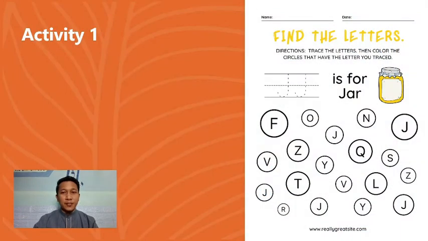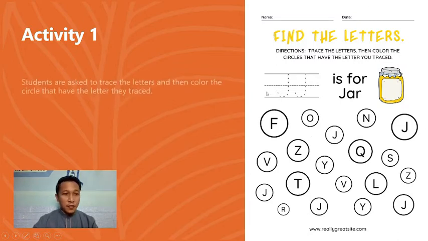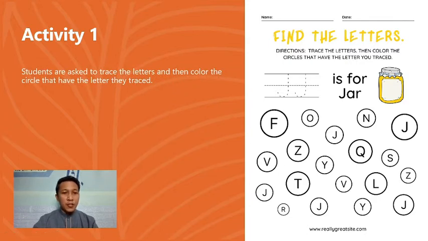The first one, you may observe these worksheets on the right. Find the letters. In this activity, students are asked to trace the letters and then color the circle that has the letter they traced. For example, in this worksheet, the object is a jar. The word jar begins with J, so the letter J is written here in uppercase, and the uppercase J will be traced by the students.